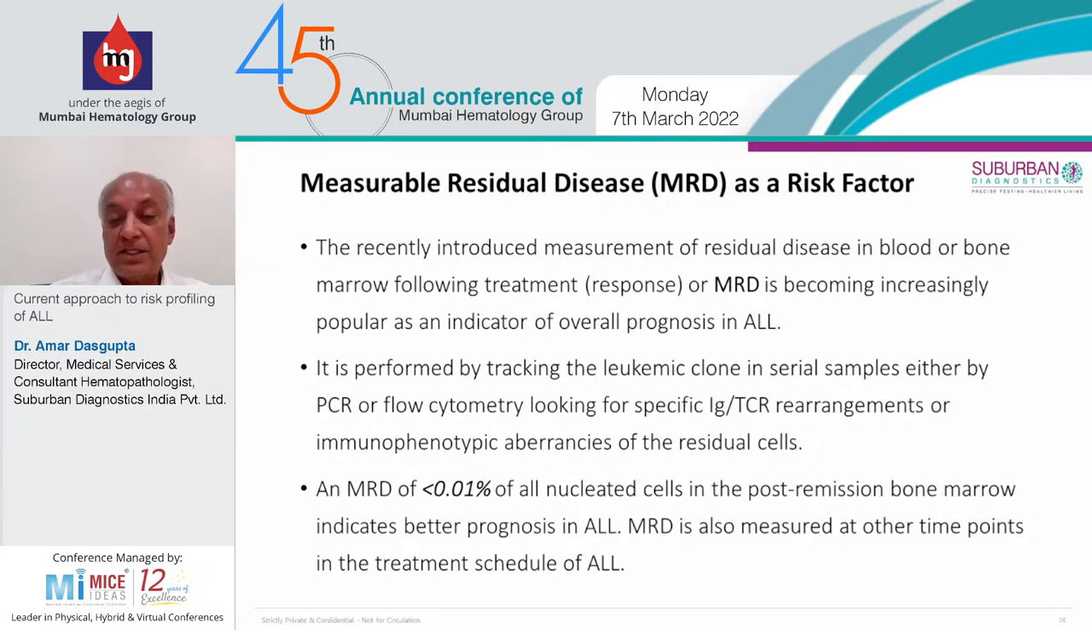So that works as a benchmark to compare the profile of other cells, and if there are residual leukemic cells, they would stand out from the pattern that we see in the flow cytometric scatter plots, and one can locate them, count them and measure them. And an MRD of less than 0.01% is associated with a better or favorable prognosis compared to cases where the MRD level is more than this at the time of remission or along the way at different stages of management.